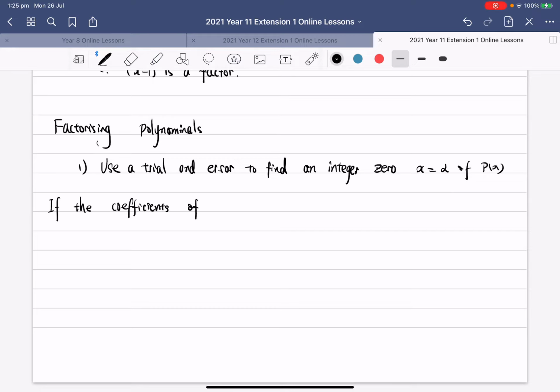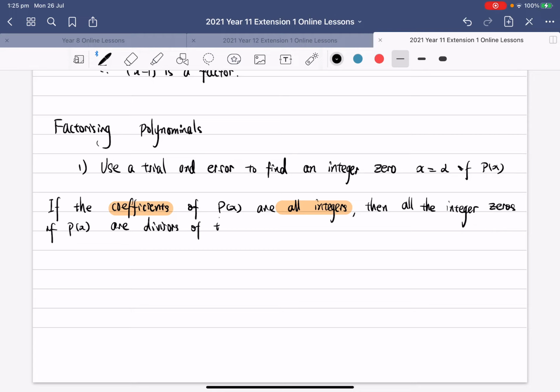If the coefficients of any polynomial expression are integers, they have to be integers. It only works if the coefficients of p of x are integers. Extremely important: all integers. If one of them is not an integer, then this is not going to work. Then all the integer zeros, which just means the roots or the solutions of p of x, are divisors of the constant term.